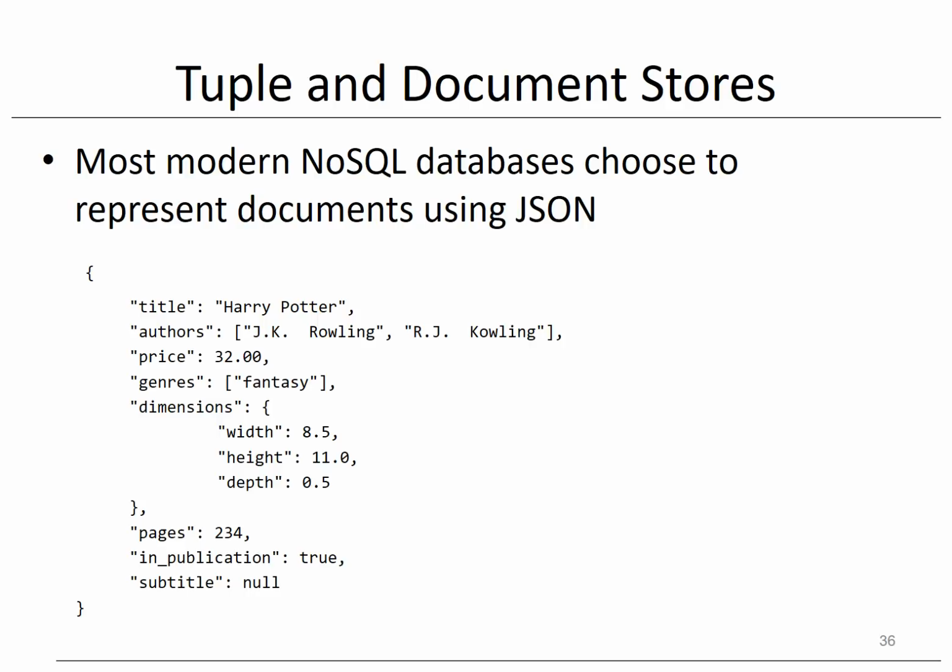Most modern NoSQL databases represent documents using the JSON standard, which includes numbers, strings, booleans, arrays, objects, and null as its basic types. You can see this illustrated here.